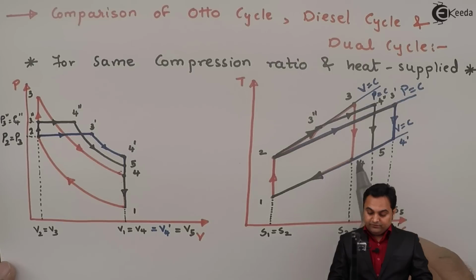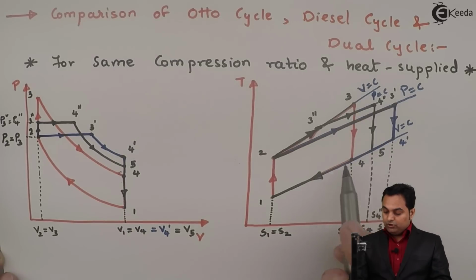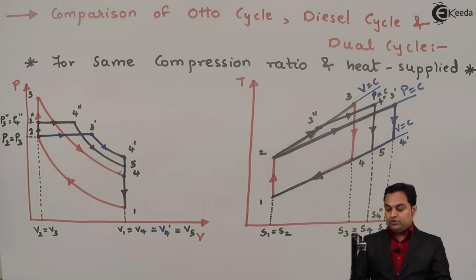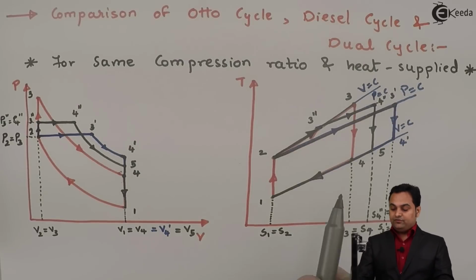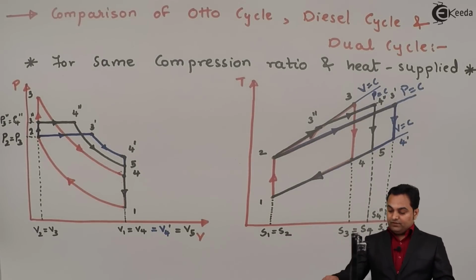Next, from point 5 to 1, it will be constant volume heat rejection for dual cycle, constant volume heat rejection. So here I have drawn the 3 cycles on TS diagram as well.